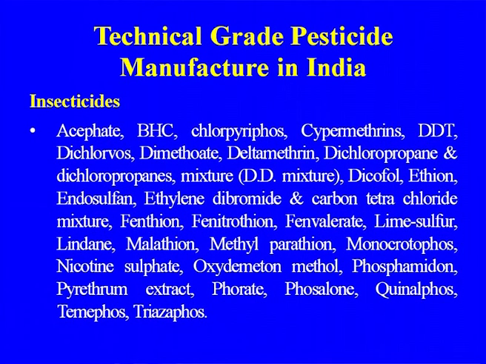These are the technical grade pesticides manufactured in India: acifid, BSC, chlorophyll, cypermethrins, DDT, dichlorobs, dimethoxy, dichloropropane and dichloropropane mixture, dicophol, ethion, indosulfone, ethylene dibromide and carbon tetrachloride mixture, phenethion, phenytoin. So these are the large number of insecticides we are having, and different formulations are also there.